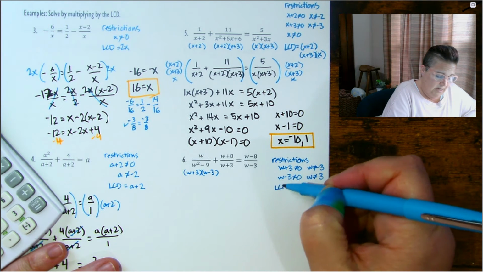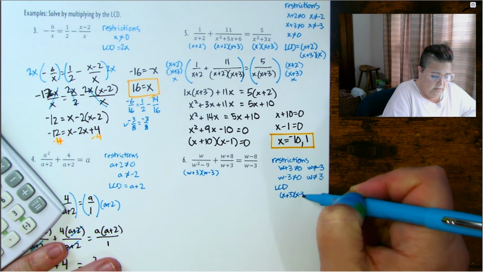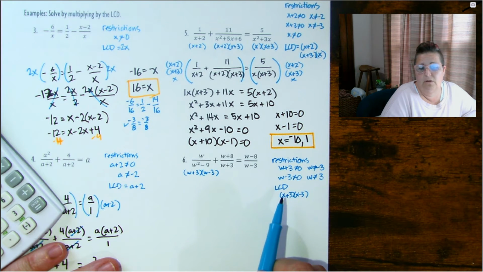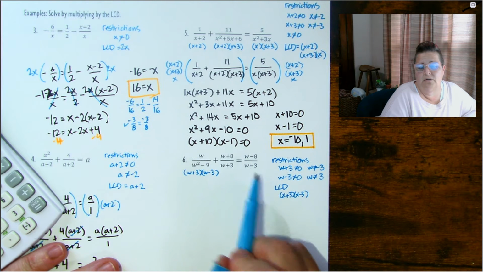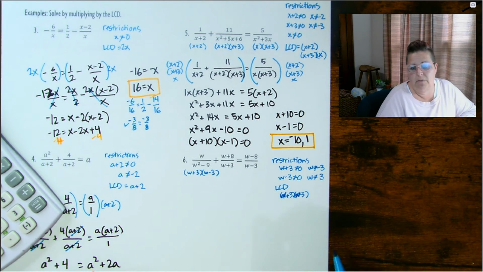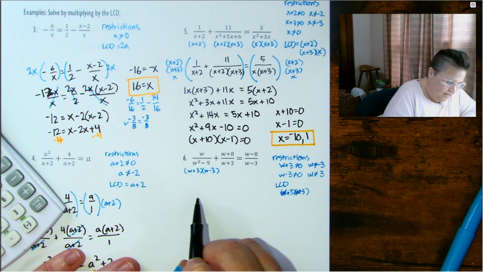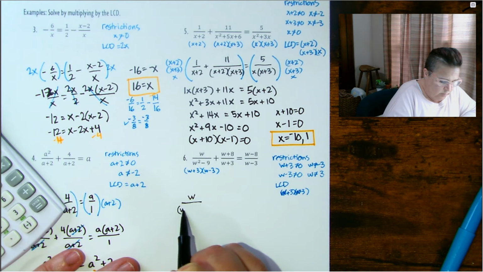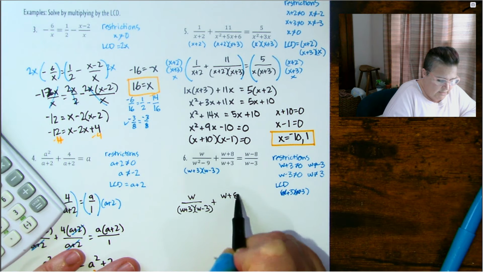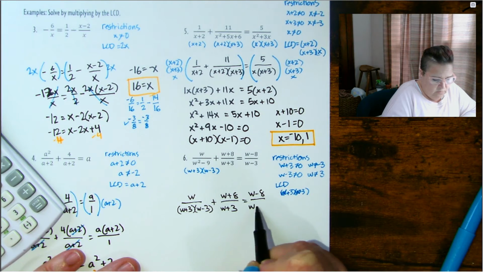Our lowest common denominator is everything in the first, w plus 3, w minus 3. Checking to be sure that the factor in the second one is included. Yep. And the factor in the third one is included. Yes. So I need to change my x to a w because that's what it is. But other than that, I'm okay. So factored, this would be w over w plus 3, w minus 3, plus w plus 8 over w plus 3 equals w minus 8 over w minus 3.